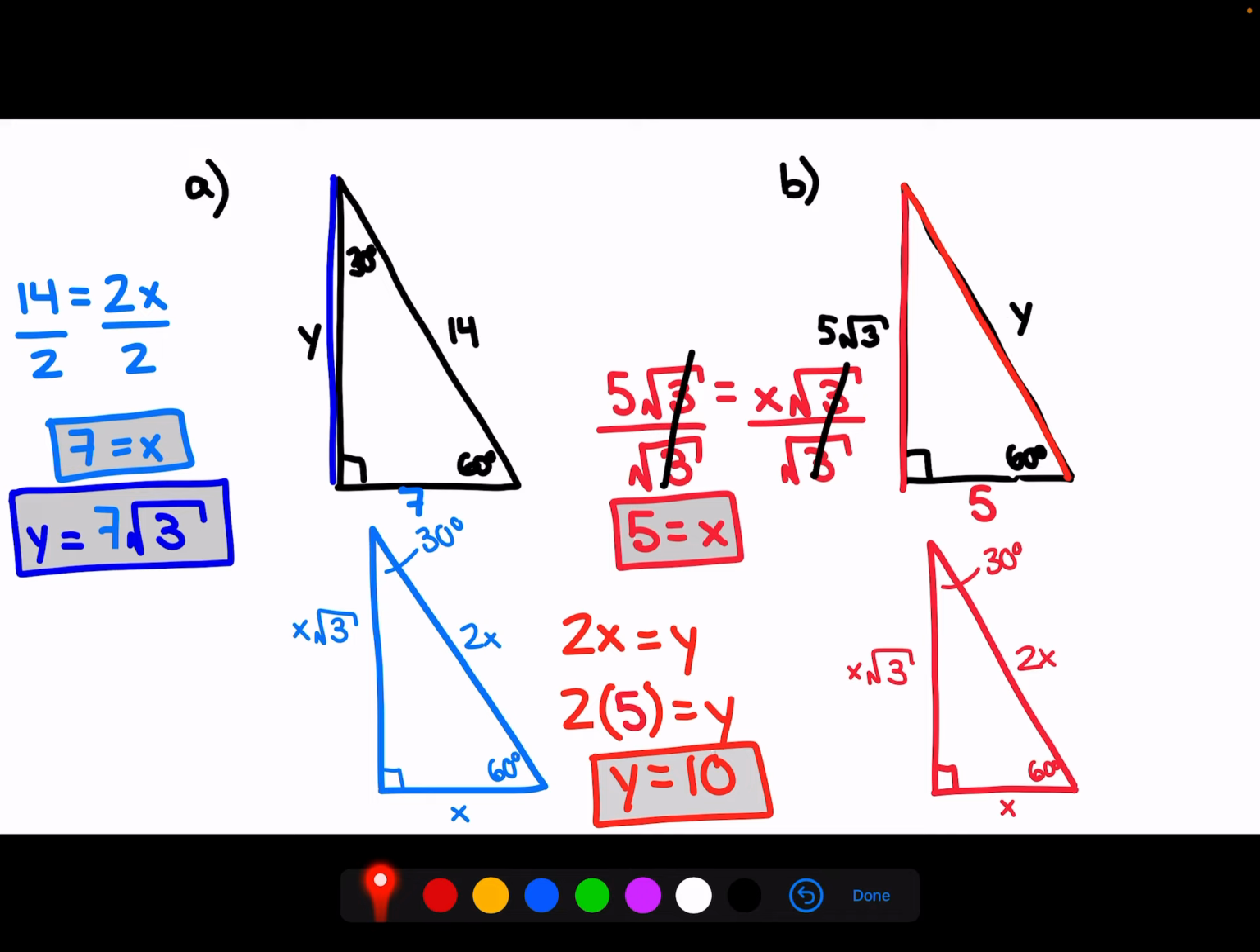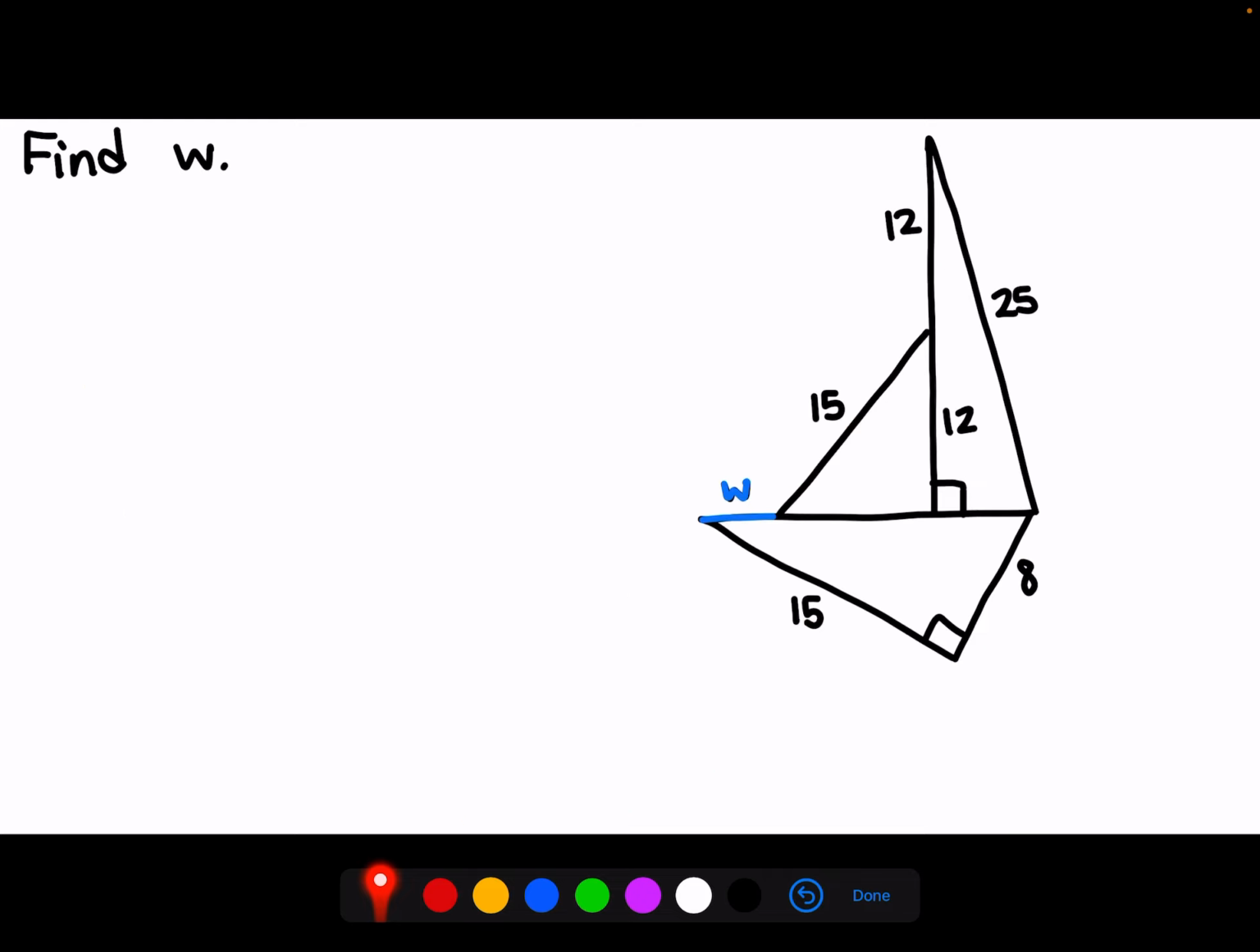All right, and our final question of the day. Find w. So looking at this, we have 3 triangles here. They're all right triangles. And as such, we want to just find this little piece here, w. Looking at each of these triangles, I have at least two sides on each of these triangles, so therefore I can use Pythagorean's theorem for each of them since they're all right triangles. So I'm going to go ahead and start with this triangle on the top right here.